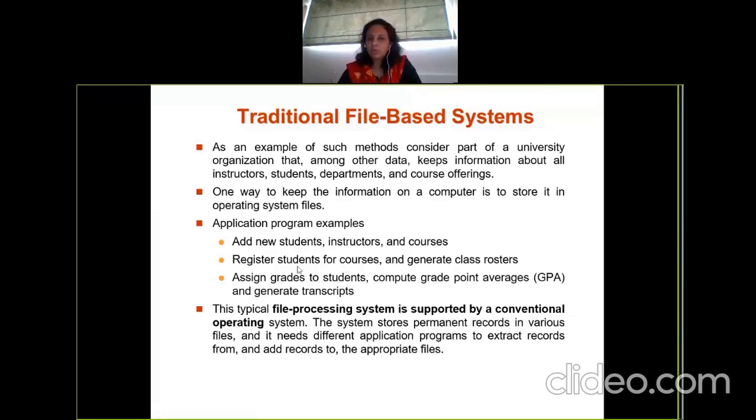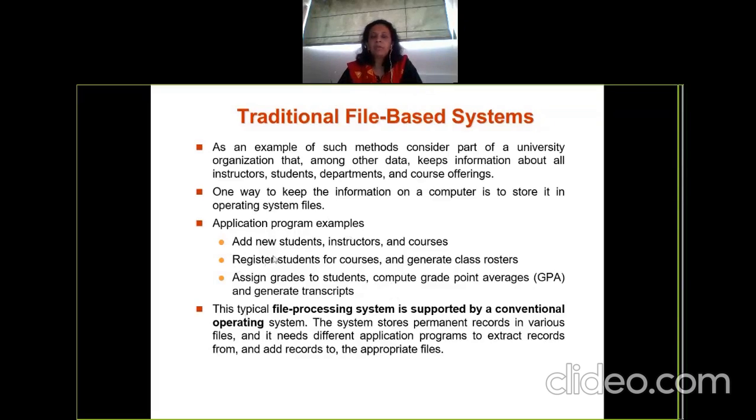Then register students for the courses, meaning suppose you have joined the first year, you need to register for the computer science course or some other course, such as database engineering, with the computer science department. Generate class rosters, meaning your roll calls, PRN numbers, etc. Assign grades to the students after your examination, compute grade point average, CGPA, SGPA, whatever, and generate transcript. So to perform all these things, what do we need to do? We need to write the application programs.